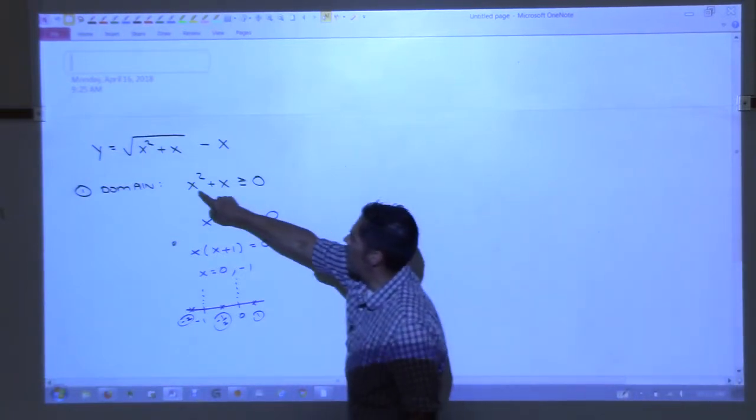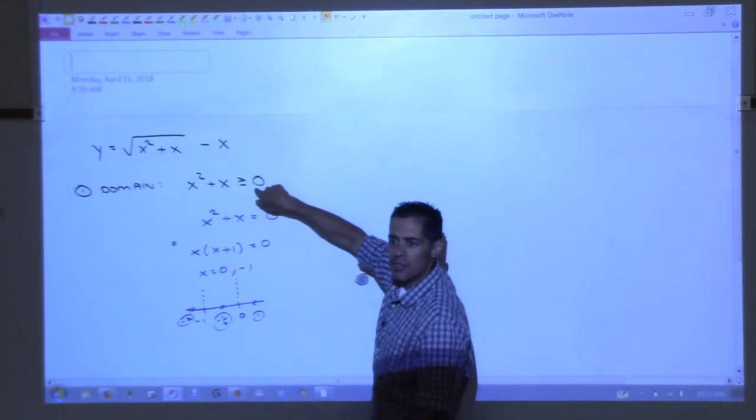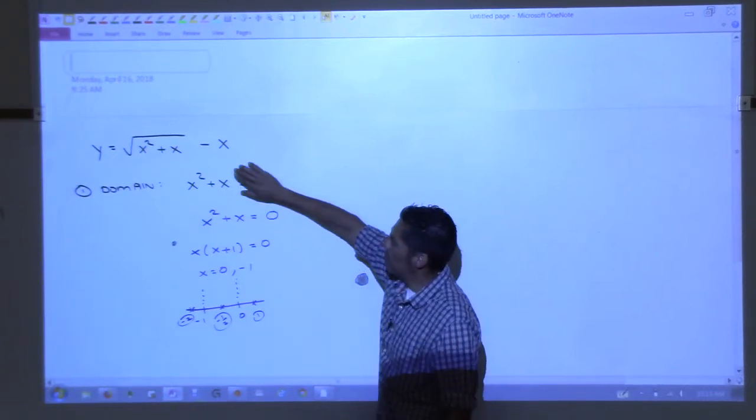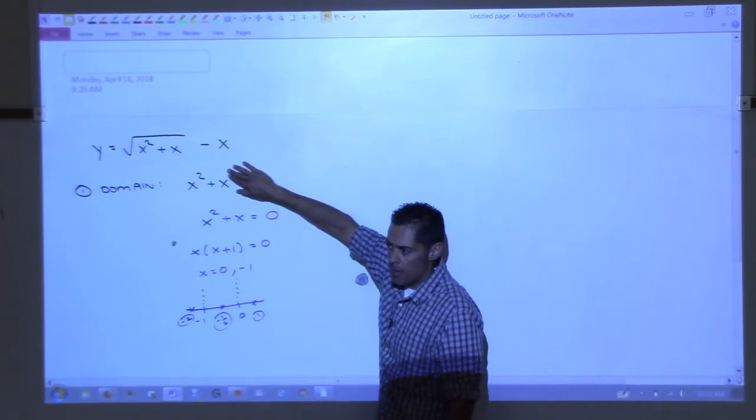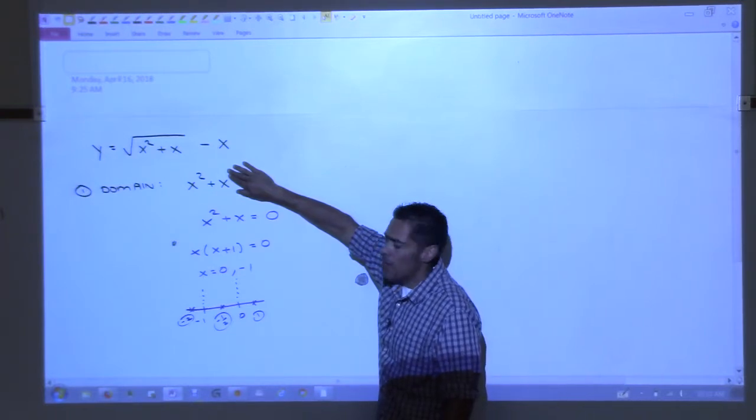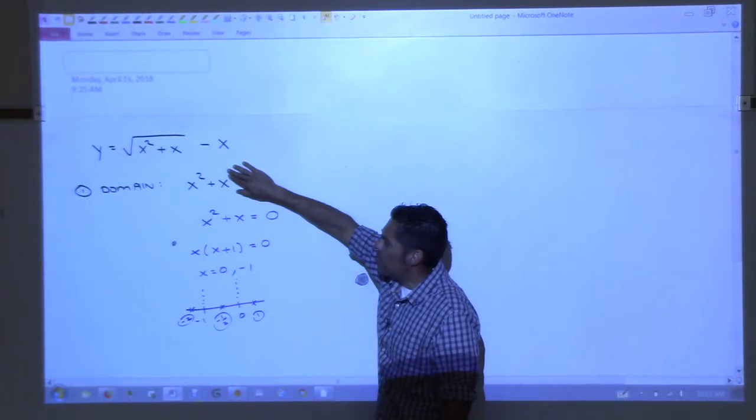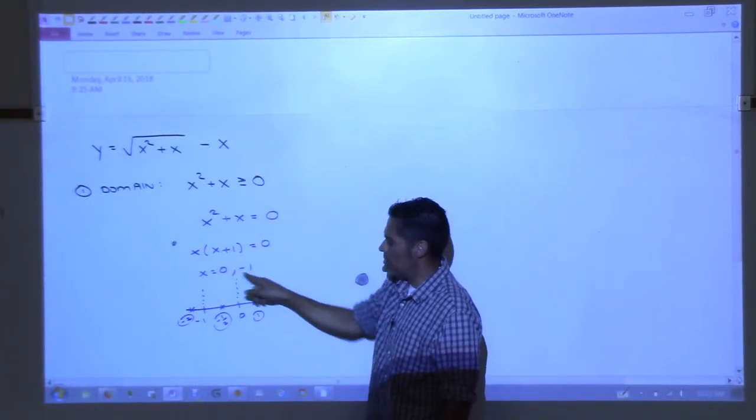You want to know when this is bigger than or equal to 0, right? That's what you want to know? OK, that is a parabola. Which way does it open? Up, right? It opens up. Where does it hit the x-axis? What are its x-intercepts? 0, negative 1, right?